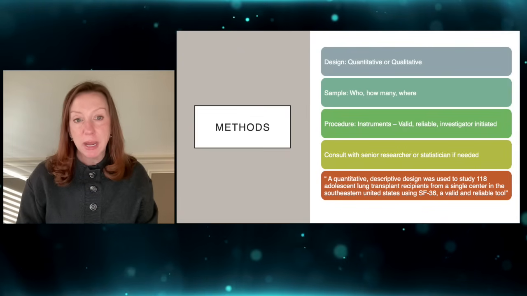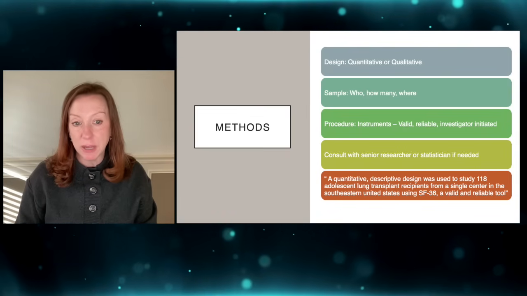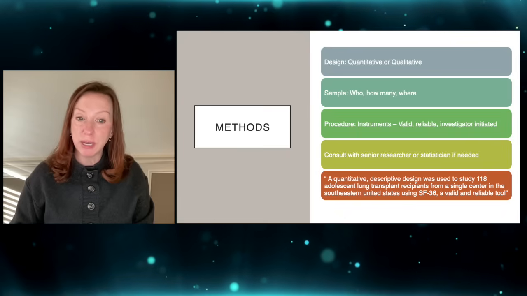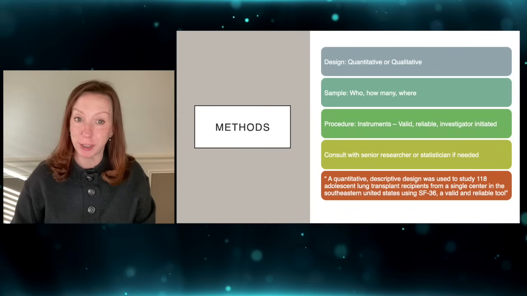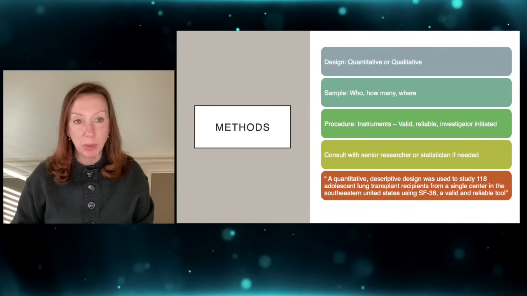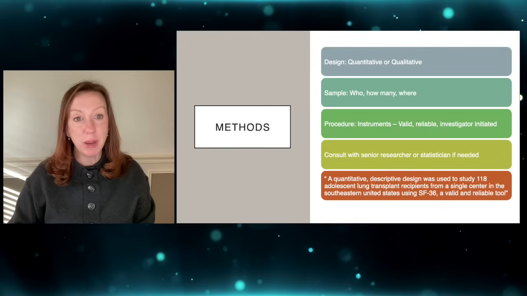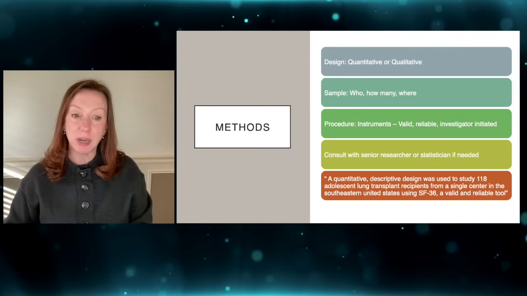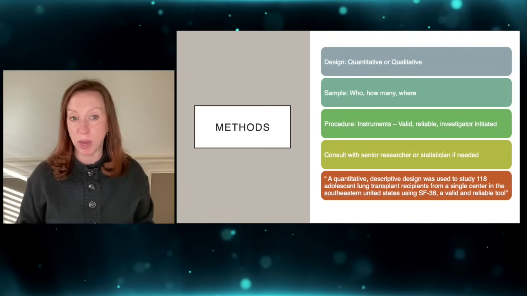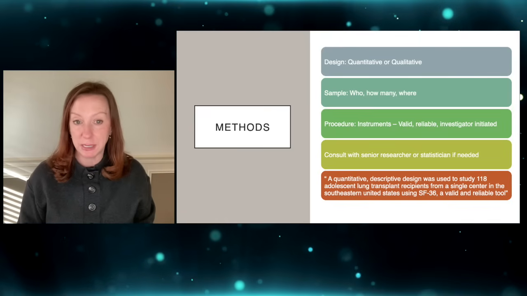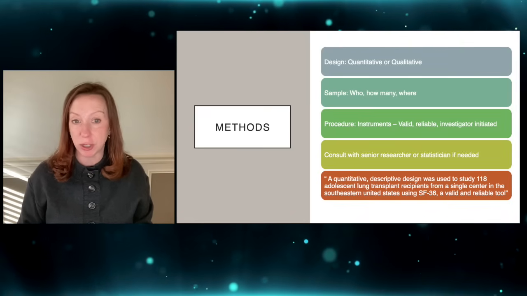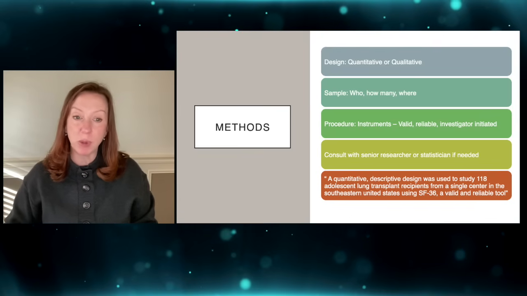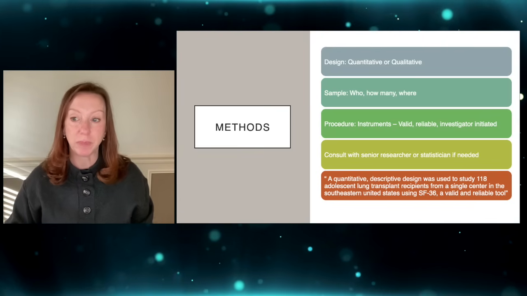The sample has a few criteria that you want to make sure you are addressing. Who were you studying or what was your focus for this project? How many people were part of this project? It may also include length of time for which you enrolled participants in a study or how long your QI project took place. And then where did it take place? Was it at a single center? Was it at multiple centers? Was it one program within your hospital? Was it multiple transplant programs within your hospital?